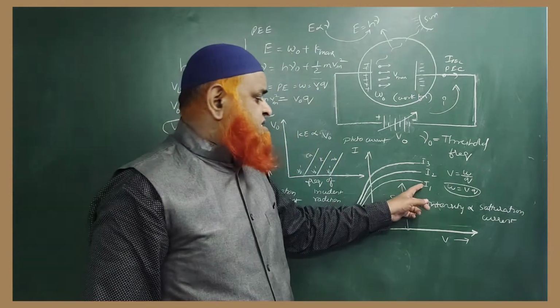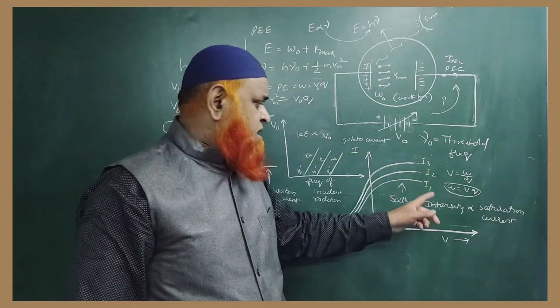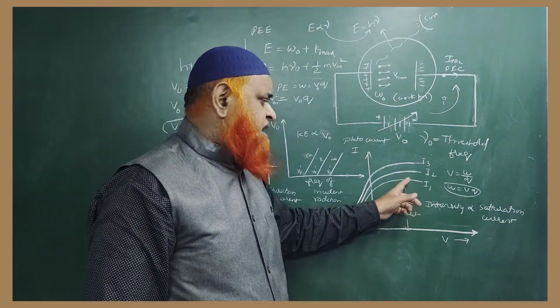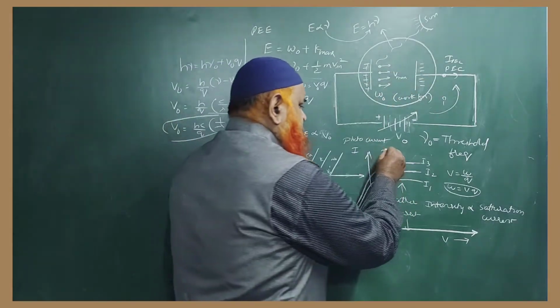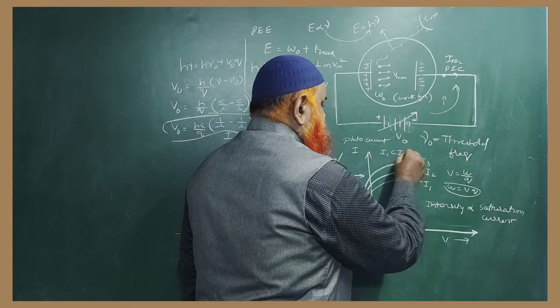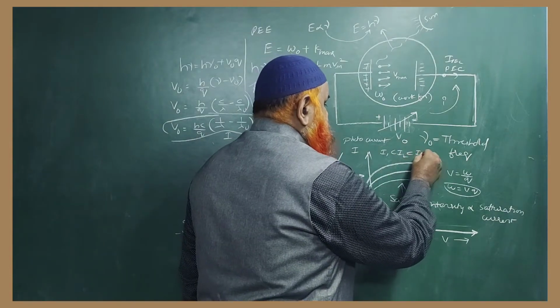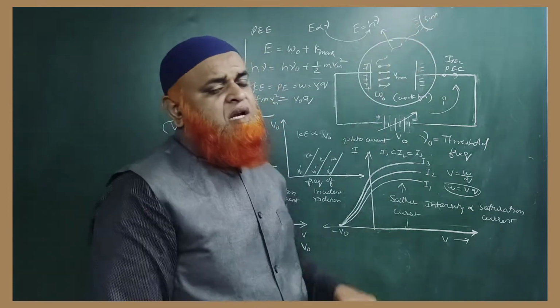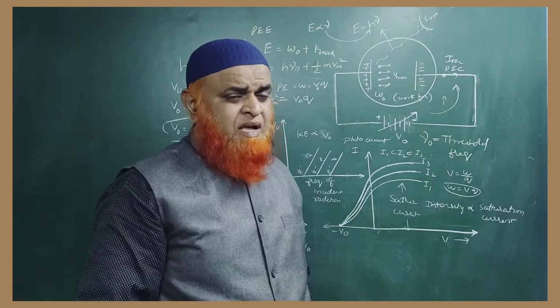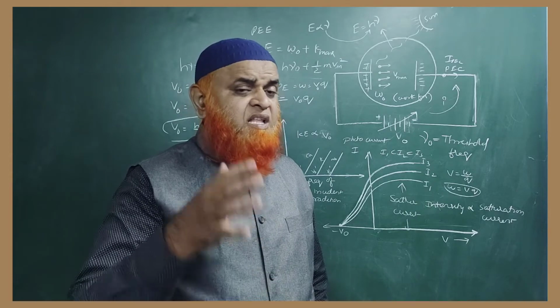I1 represents the intensity which is a little bit lesser, so the saturation current is less here. But as the intensity increases, I1 is less than I2, and I2 is less than I3. I3 is maximum. So the maximum intensity comes from the sun, let us take in the afternoon. The sun has maximum intensity in the afternoon.